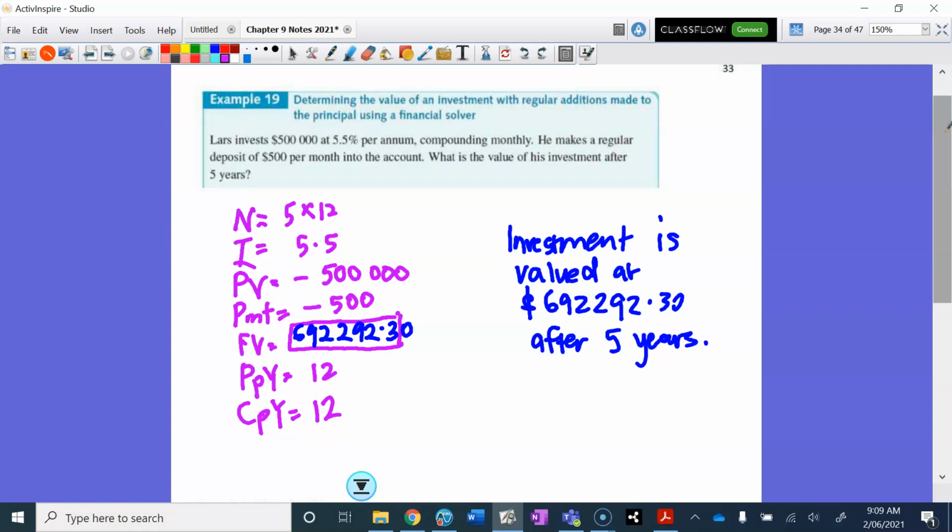Very straightforward use of the solver there. N is 5 times 12, 5 years times 12 months, and the interest rate is 5.5%. The PV is negative because he's investing his money in the bank. The payment is also negative because he's putting that extra money in the bank. And the future value you can see there is positive. It's Lars's money. So after 5 years of investing at 5.5% per annum, and additionally adding $500 a month to that account, the investment would be valued at $692,292.30. So quite straightforward calculations there.